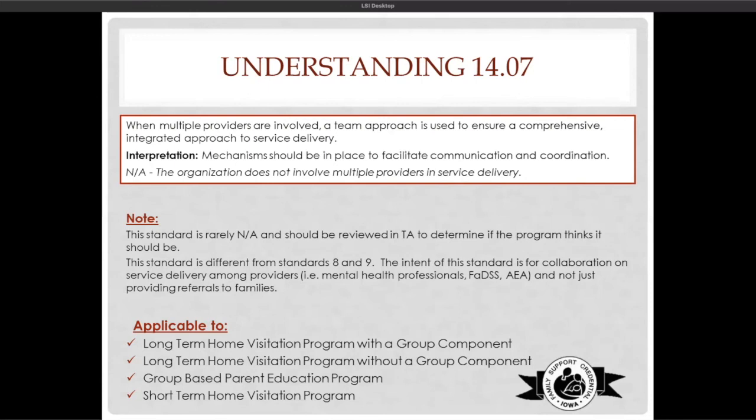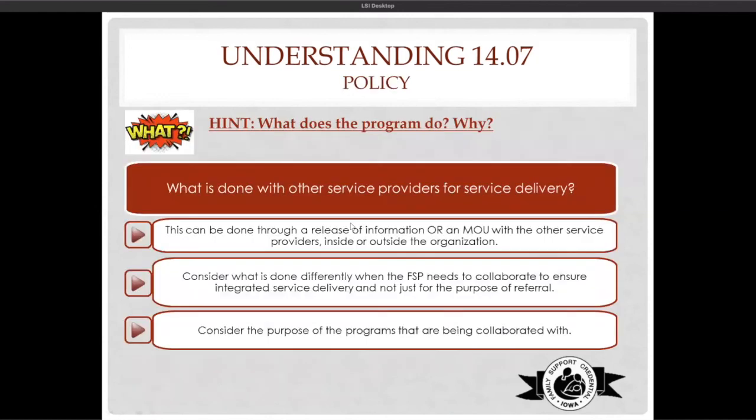We'll talk through that. It used to be that the standard was NA a lot, and now as we've refined the intent, there's really not many reasons why it should be. This standard is different from standards 8 and 9. The intent of the standard is for collaboration on service delivery among providers, for example mental health professionals, maybe FADS programs, AEA, and is not just for providing referrals to families. It's applicable to all programs that receive the Iowa Family Support credential.